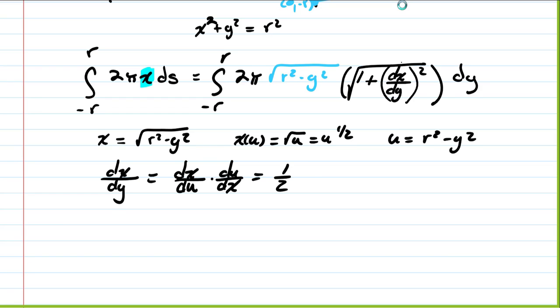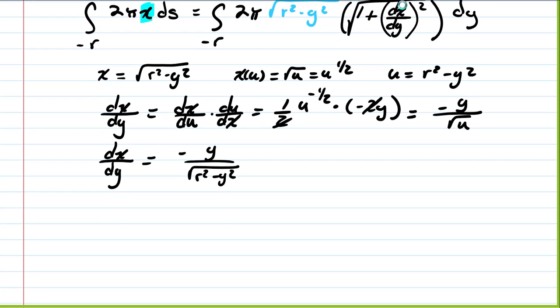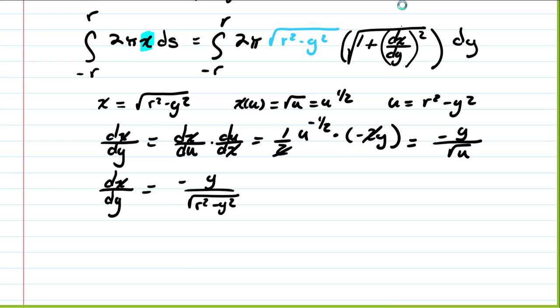So that gives us 1/2 u to the negative 1/2 times du dy, which is going to be negative 2y. Our 2's reduce out, and that gives us negative y over the square root of u. Substituting our u out, we get negative y over the square root of r squared minus y squared. All right, so we put all of that into our formula now, and we end up with the following.